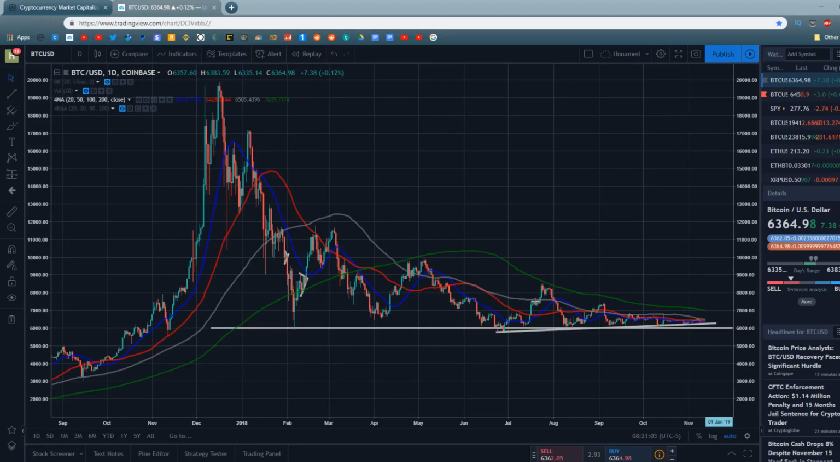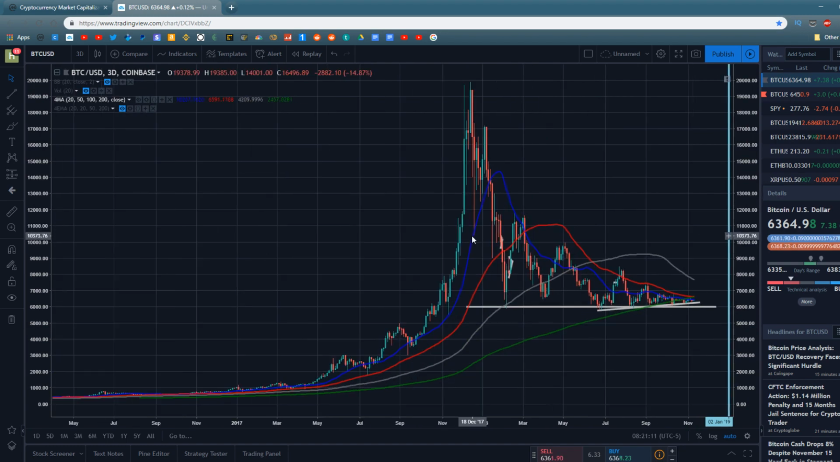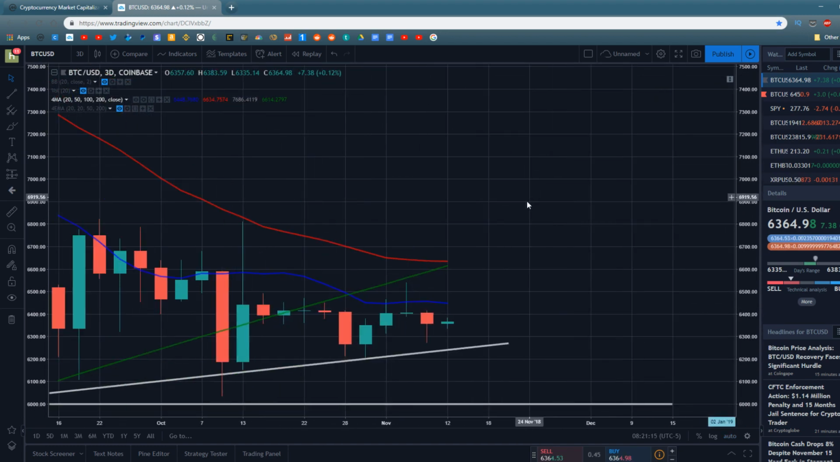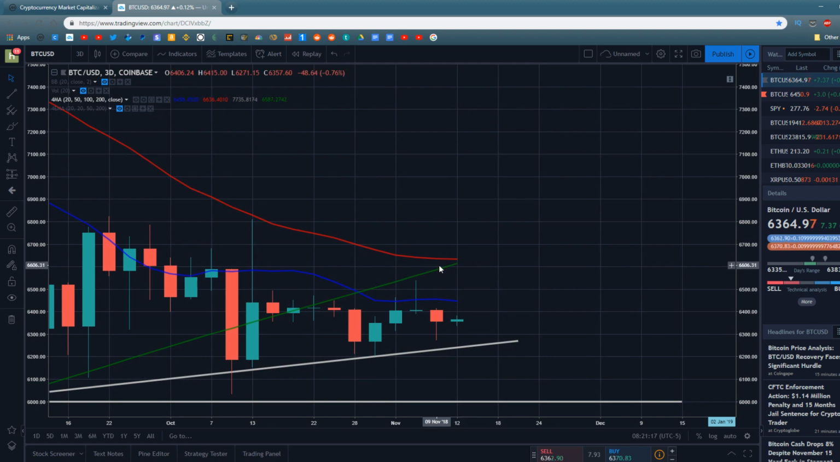Jeb here, and in today's video, we're going to be doing a little bit of technical analysis on Bitcoin and the cryptocurrency markets. More specifically, we're going to be zooming out to the 3-day chart and taking a look at an impending death cross, where we're going to see the 50 interval moving average cross below the 200 interval moving average on the 3-day chart.